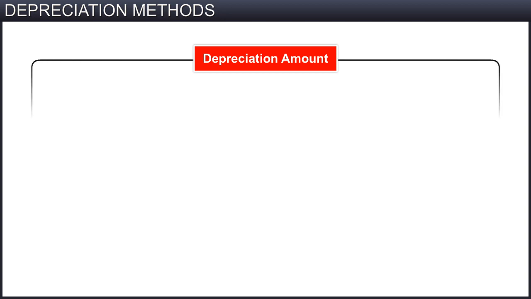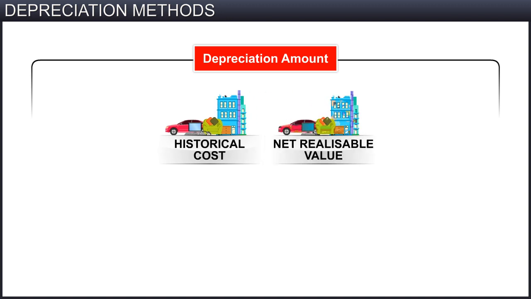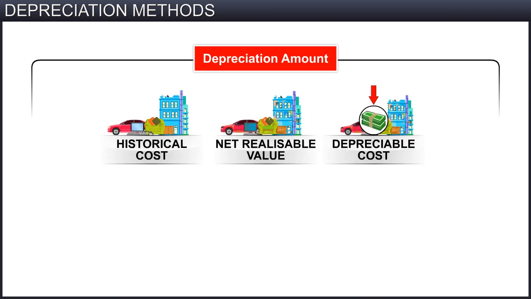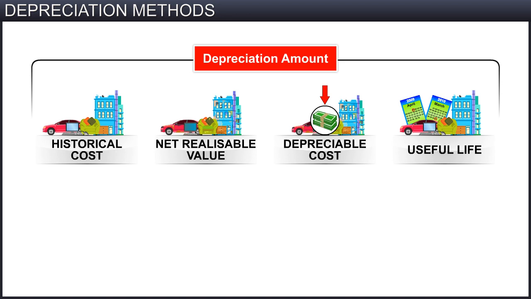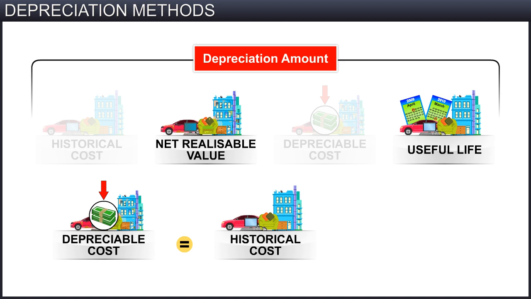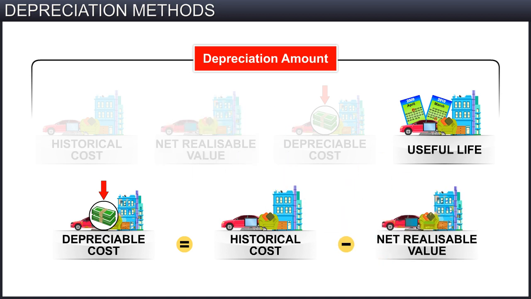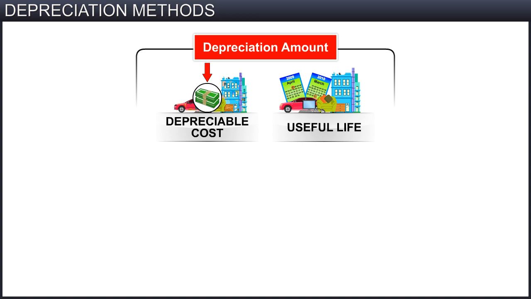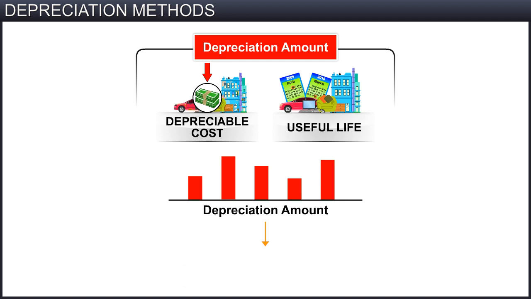You know that the depreciation amount to be charged depends upon four parameters: historical cost of the asset, net realizable value, depreciable cost, and useful life of the asset. Since the depreciable cost is the difference between the historical cost of the asset and the net realizable value, we can say that the depreciation amount mainly depends upon the depreciable cost and useful life of the asset. Further, the depreciation amount varies based on the method of depreciation selected.